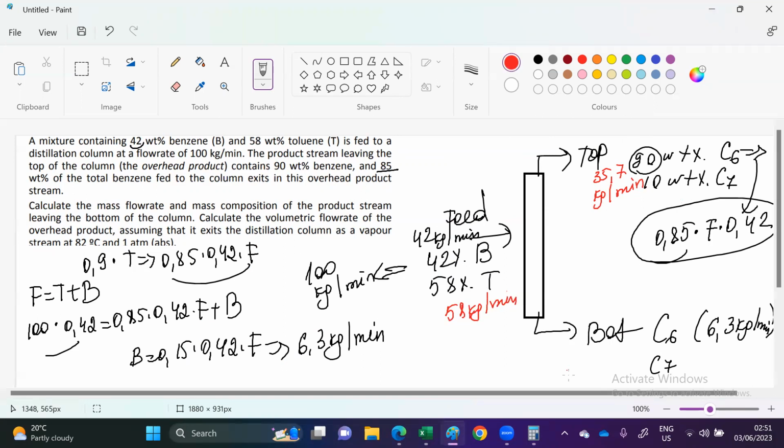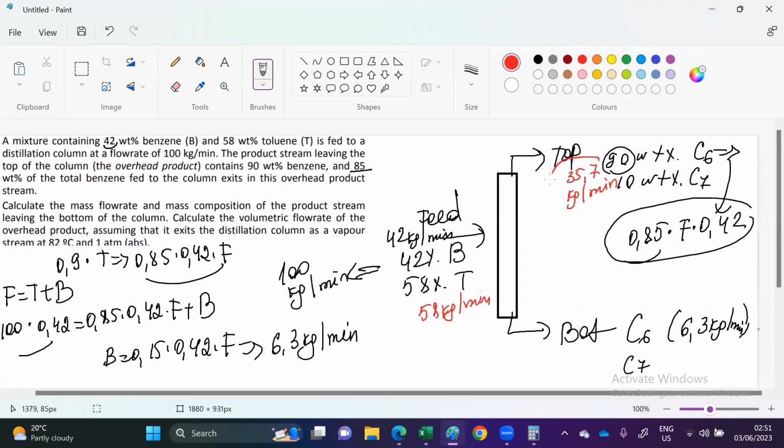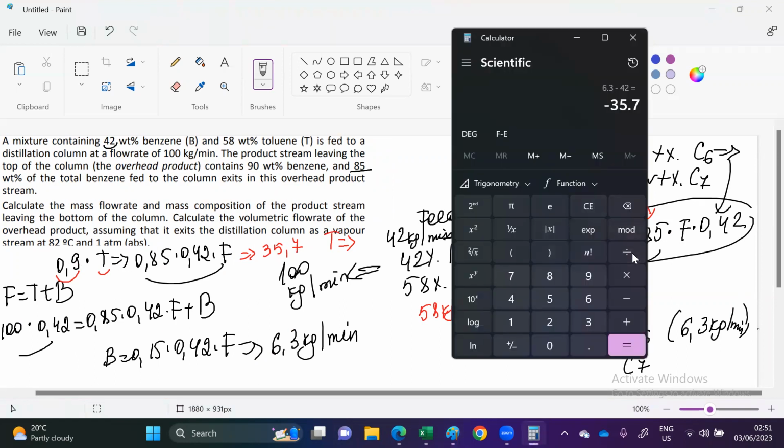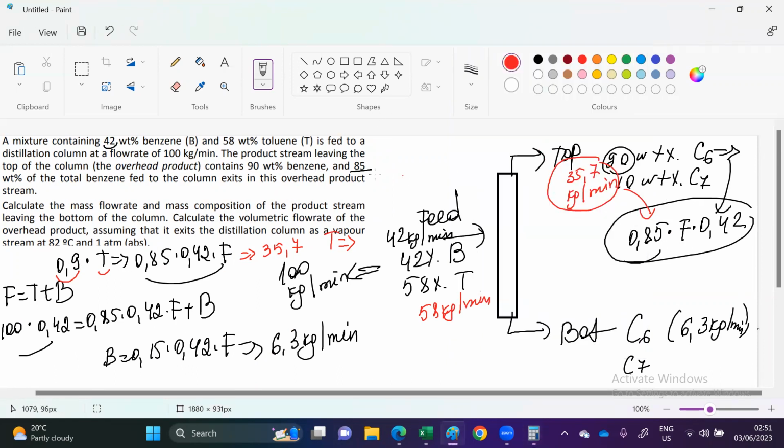And we can easily find the top because of the 35.7 that we got from this equation. This is equal to 0.9 multiplied by top, right? If it's equal to 35.7, the overall top will be equal to 35.7 over 0.9. It's approximately 40 kilogram per minute. So if the overall top product is 40, the remaining will be the bottom, 60 kilogram per minute, okay?